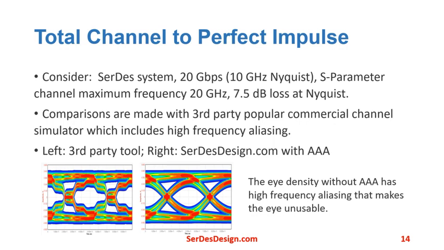Total channel to perfect impulse. First, let's talk about converting a SerDes differential total channel to its equivalent perfect impulse response. For discussion, a SerDes system with 20 gigabits per second NRZ signaling, that's 10 gigahertz Nyquist, is used with a channel that is defined with S-parameter files with a maximum S-parameter frequency of 20 gigahertz and with 7.5 dB loss at Nyquist, that's at 10 gigahertz, for a 20 gigabits per second NRZ signal with 32 samples per symbol.